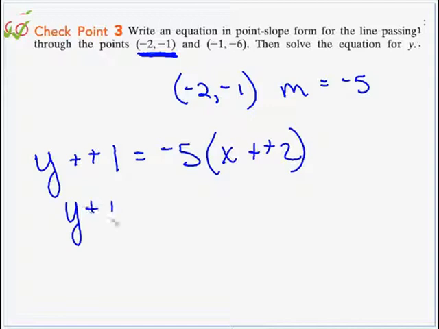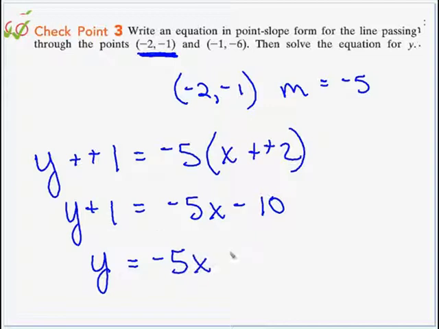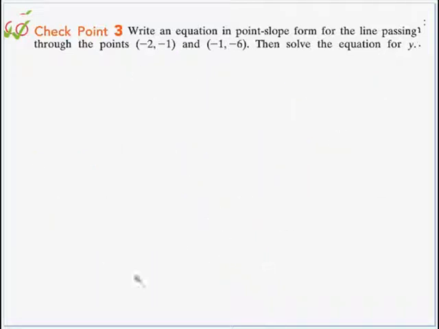So on the left now is a y plus 1. We distribute the -5. And now we want to subtract 1 from each side. Y equals minus 5x, -10, y minus 1 more takes us to -11. Alrighty, I hope your answers matched mine. And I hope mine were right.